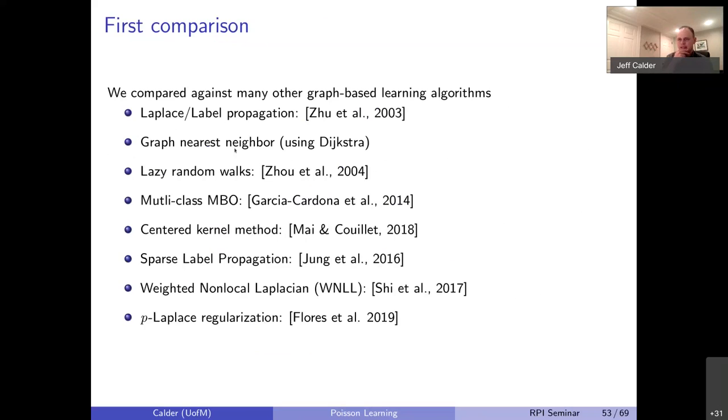And then let's say the ones that have been designed for low label rate problems are the centered kernel method and the weighted non-local Laplacian and the p-Laplacian that I worked on. So this is a paper with my former student, Mauricio. The other methods were not designed for low label rates, and so they perform poorly, but the authors also didn't design them for that case.